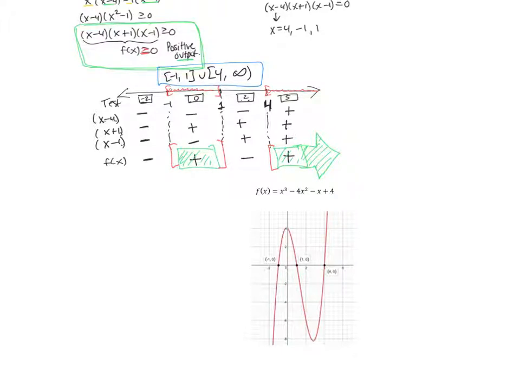And I graphed our function for us just so we can see. And you can see that the function is positive in these intervals. Here from -1 to 1, and then also from positive 4 on off towards infinity for any x value. All right. Done and done.